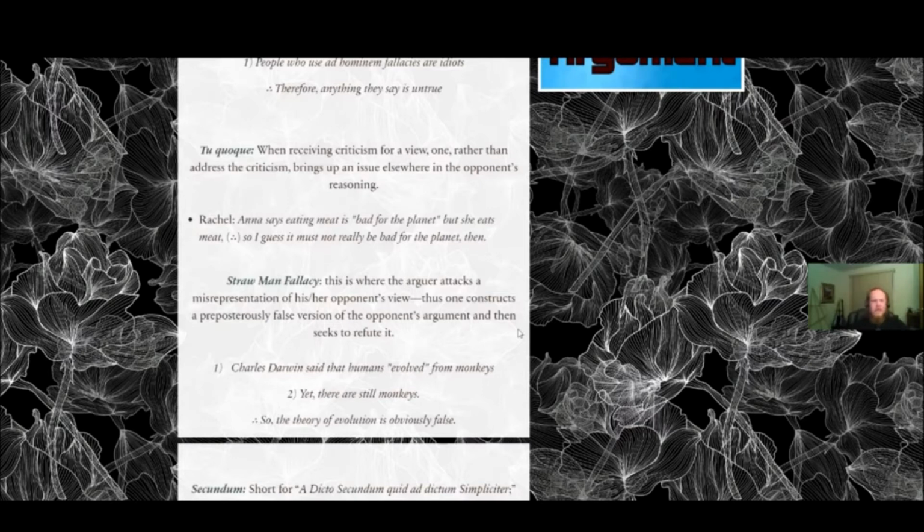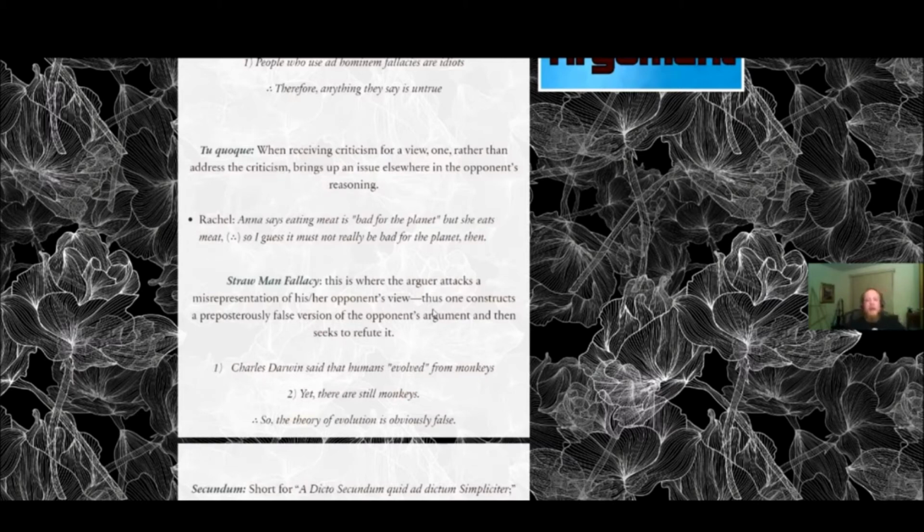The example I have, Anna says eating meat is bad for the planet. Okay, it produces methane and so forth. But she eats meat. So I guess it must not really be bad for the planet then. I get what you're trying to do. You're trying to make fun of Anna's inconsistency. But that doesn't negate her point. Even if she's inconsistent on it, or she did something where she made a mistake, that doesn't mean that she's wrong just because she's inconsistent. This is another form, basically, of ad hominem, where you're making fun of somebody.